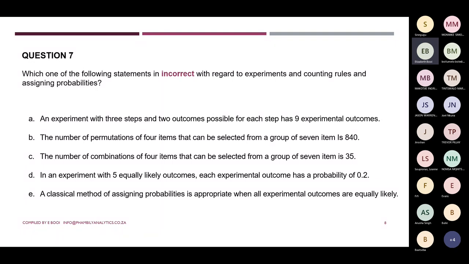Okay, let's move on to question 7. Which one of the following statements is incorrect, with regards to experiments and counting rules and assigning probabilities? A, an experiment with 3 steps and 2 outcomes possible for each step has 9 experimental outcomes. B, the number of permutations of 4 items that can be selected from a group of 7 items is 840. C, the number of combinations of 4 items that can be selected from a group of 7 is 35. D, in an experiment with 5 equally likely outcomes, each experimental outcome has a probability of 0.2. E, a classical method of assigning probability is appropriate when experimental outcomes are equally likely.